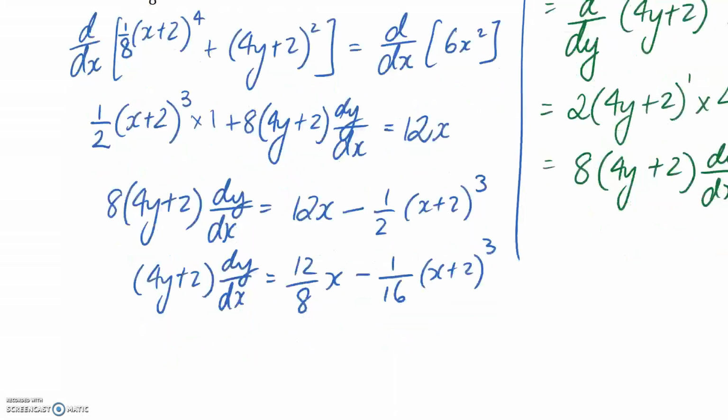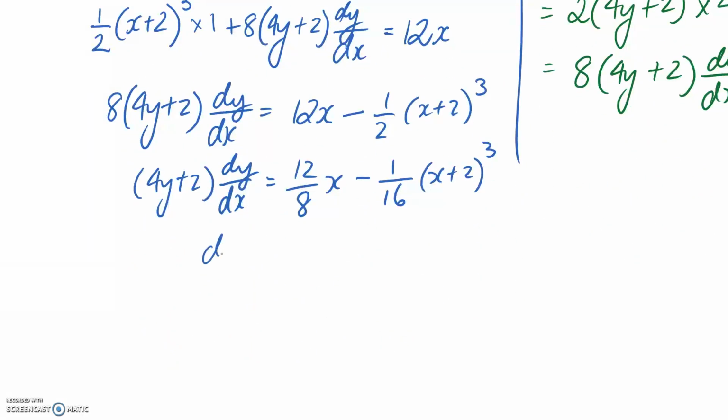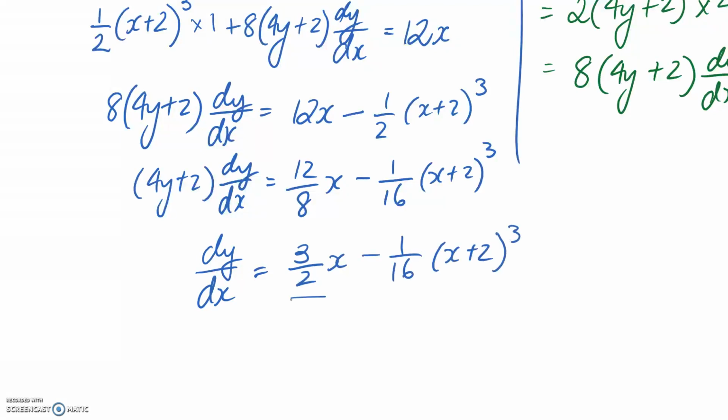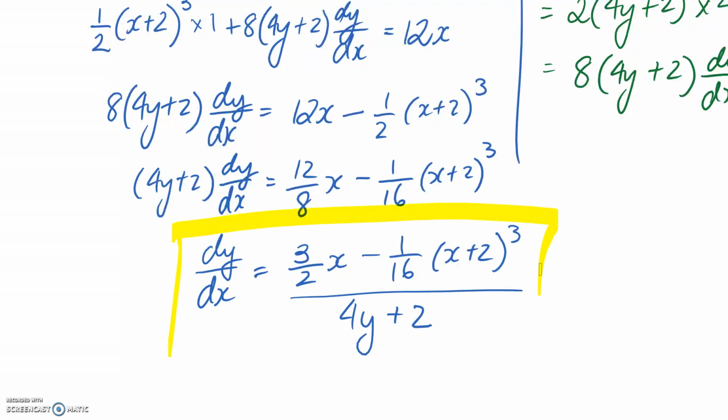Like so. And then I just want dy dx on its own. So it's going to be equal to this, all divided by this. So if I wanted to, I could rewrite 12 on 8. That's the same as 3 on 2. And then bringing the other bit over, we're left with that. So that would be the answer for dy dx using implicit differentiation.